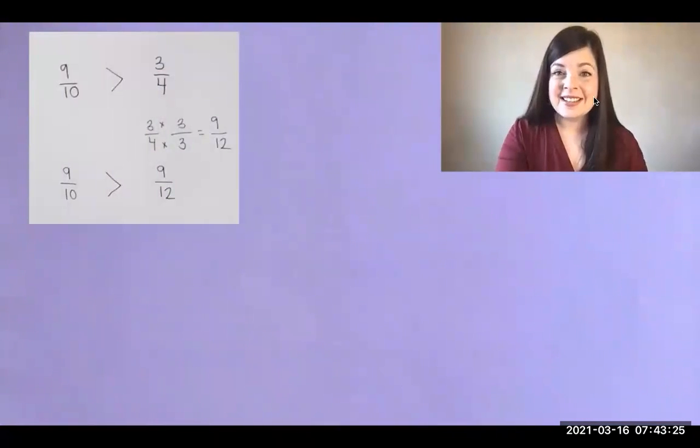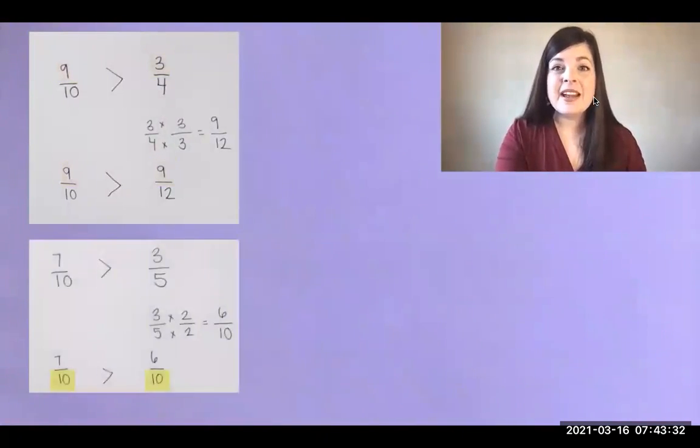In the last lesson, you learned to compare fractions by making common numerators when the numerators were related and making common denominators when the denominators were related. But what about when the denominators aren't related? Do you think we can still compare fractions by making common denominators? Let's find out.